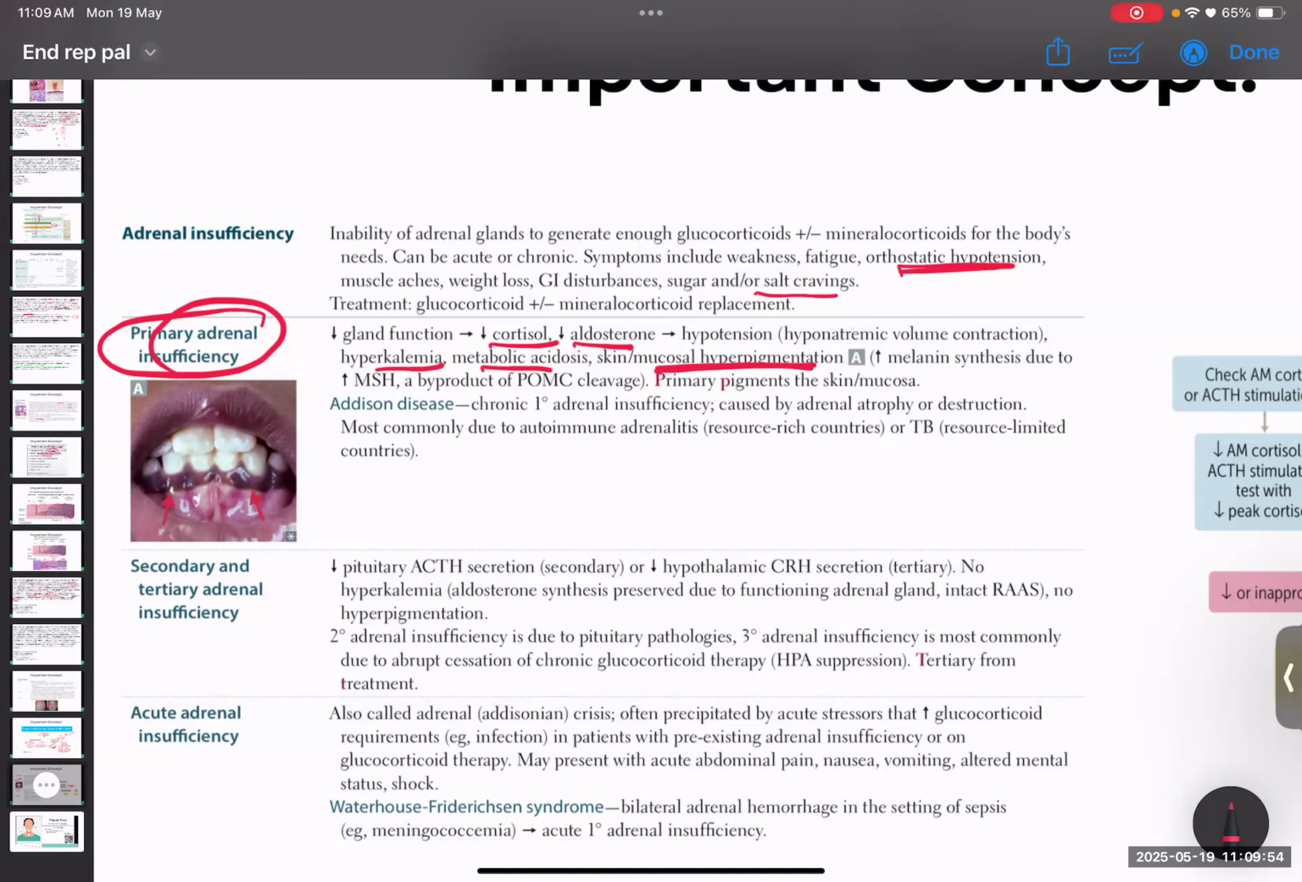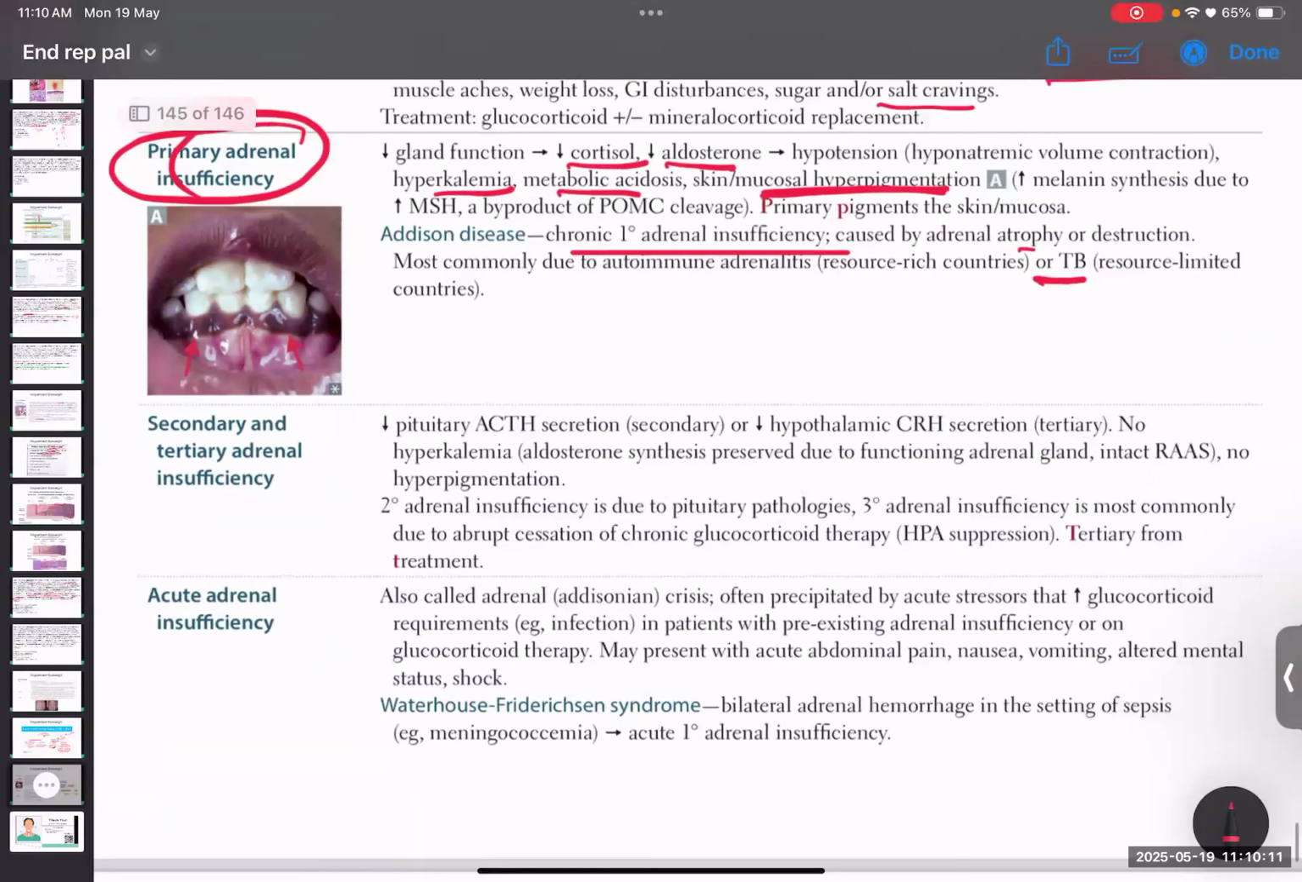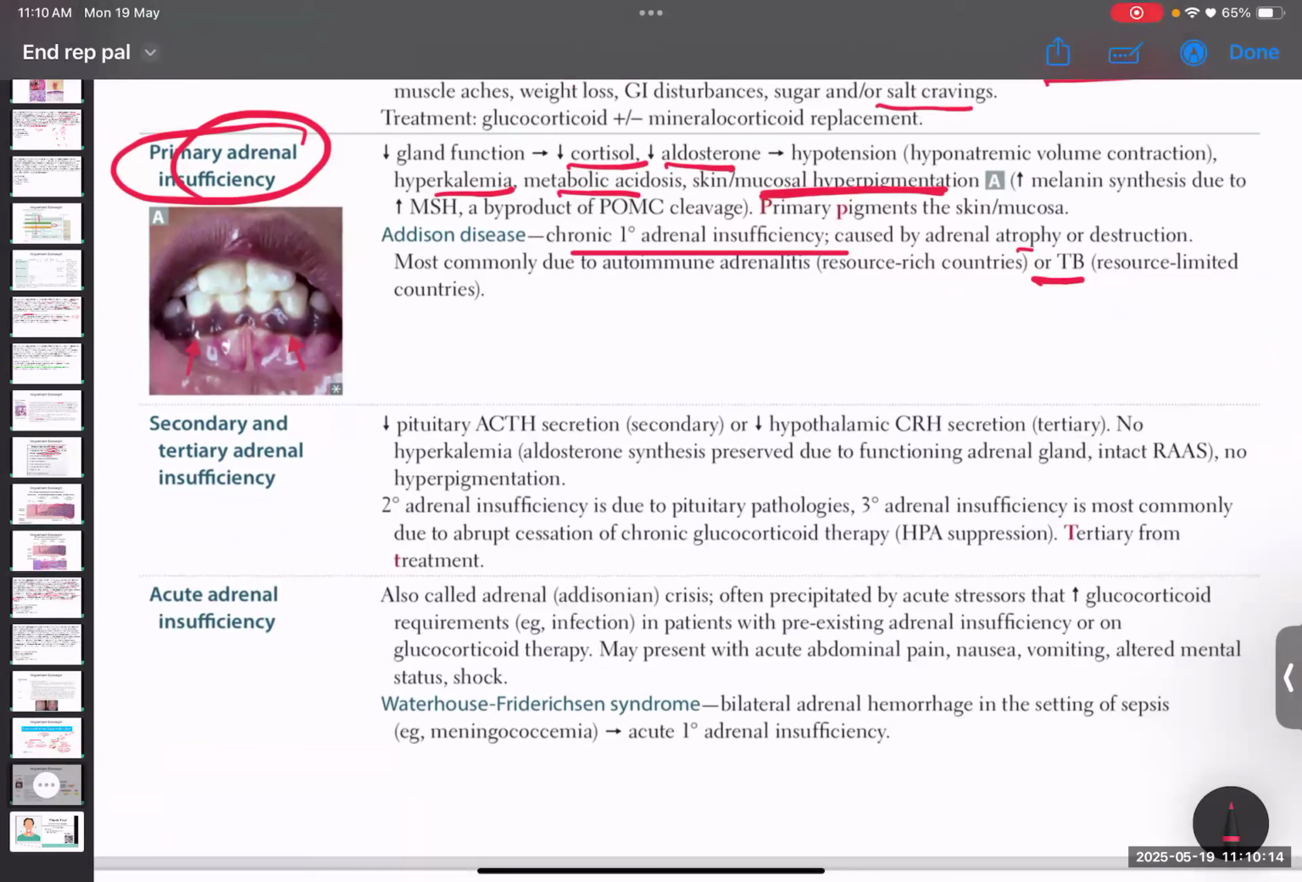Addison's disease is usually chronic primary adrenal insufficiency caused by adrenal atrophy or destruction. And this is mainly because of some autoimmune condition going on, or it could even be because of TB in resource-limited countries. With secondary and tertiary adrenal insufficiency, the problem is not necessarily within the adrenal glands. It's mainly either secondary, so it could be decreased ACTH secretion from the pituitary, or decreased CRH secretion from the hypothalamus, and that would be tertiary.